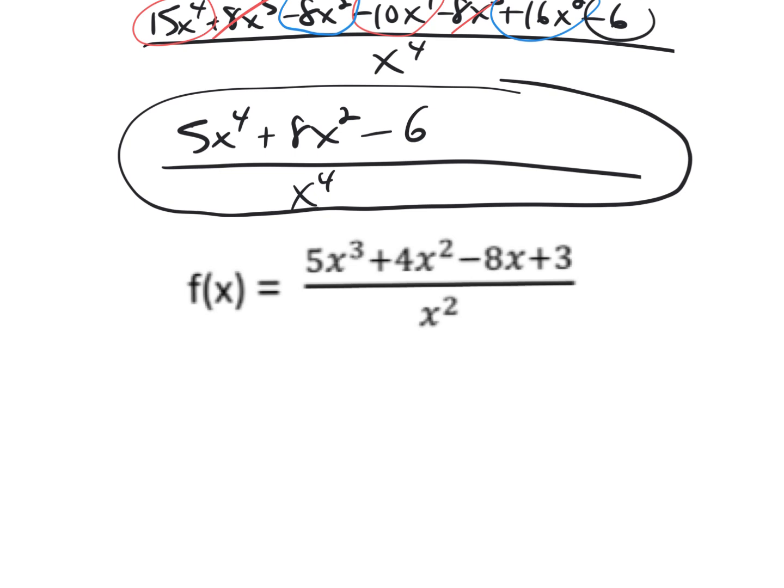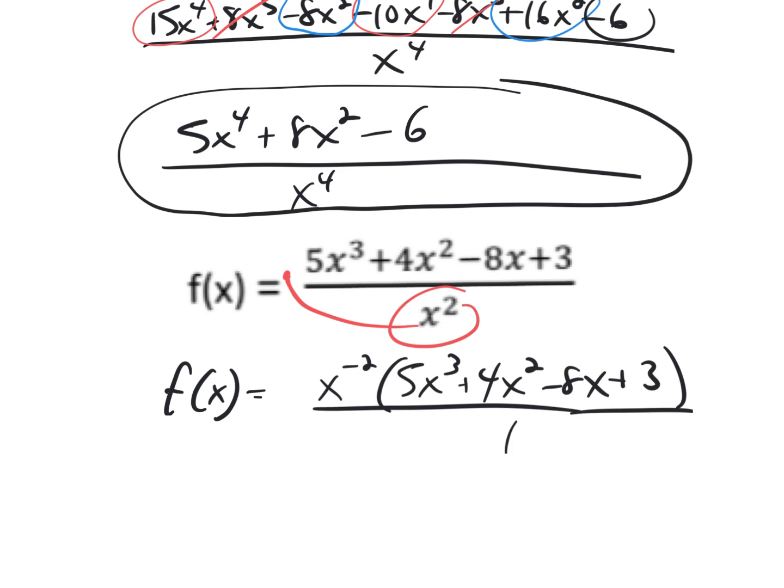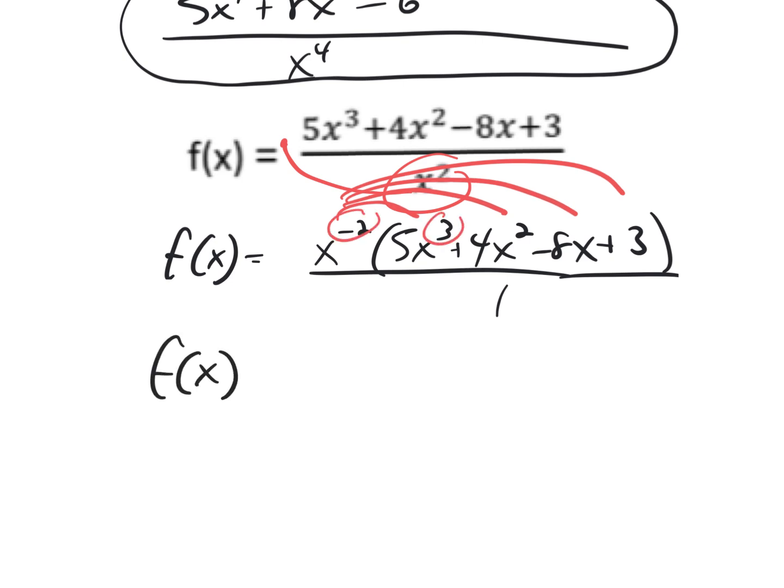Another way we could have approached this is to bring the x squared up top and make it negative. So it's equal to x to the negative 2 times 5x to the third plus 4x squared minus 8x plus 3. So now my denominator is gone. Now I'm going to distribute x to the negative 2. So remember, you're going to be adding the exponent. So negative 2 plus 3, that's going to give me 1. So I have 5x to the first. X to the negative 2 times 4x to the positive 2 just gives me a 4.